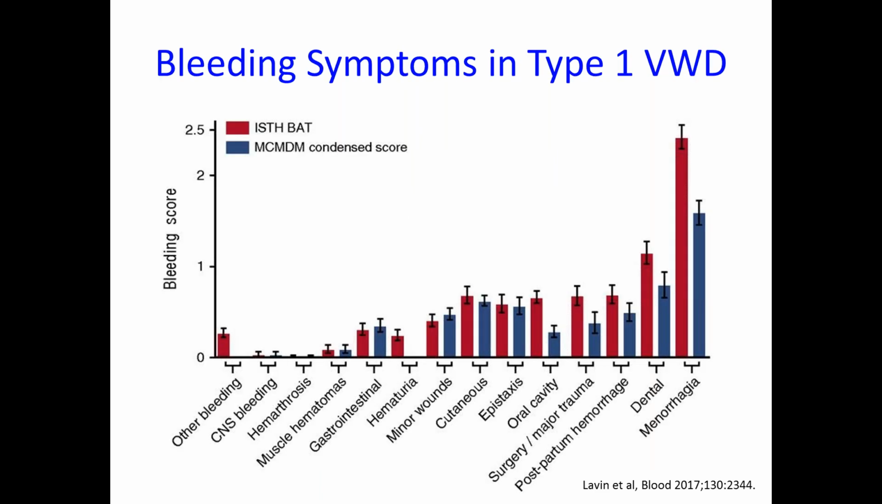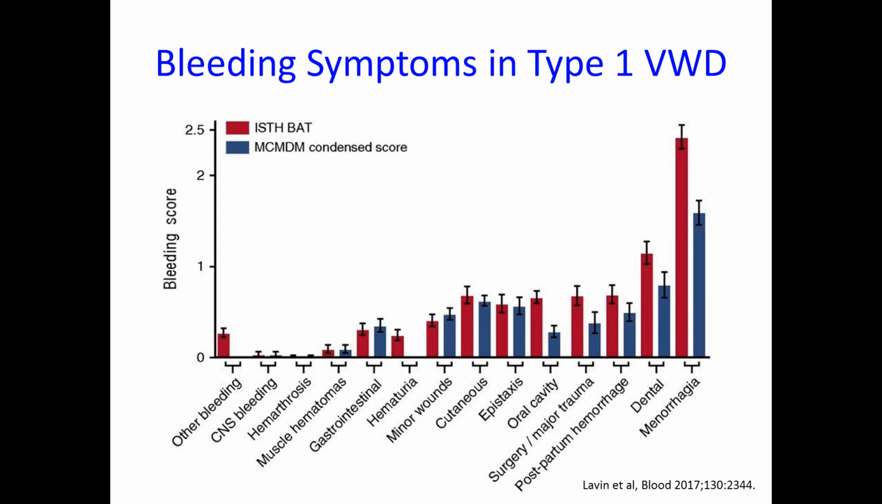This graph shows bleeding symptoms in type 1 von Willebrand disease and is taken from a recent paper by Michelle Levin and colleagues from Ireland, where they show the bleeding symptoms across a spectrum of patients with type 1 von Willebrand disease, specifically with levels between about 30 and 50. The red and the blue are just looking at two different bleeding scores.